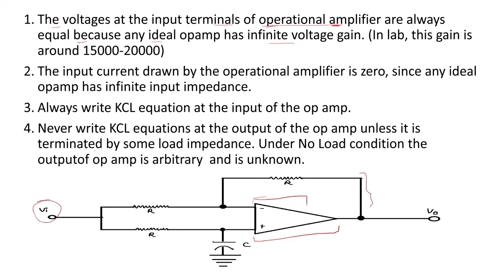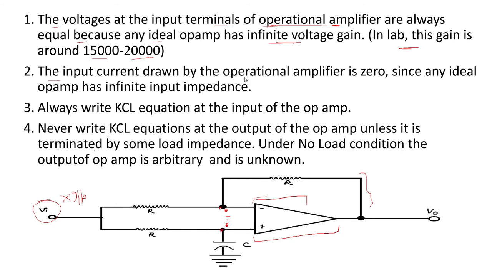This is not its input voltage, guys. Input voltage is this one. And for an ideal op amp, these two are equal because an ideal op amp has infinite voltage gain, and in the lab this gain is around 15,000 to 20,000. You don't have to remember this. Just remember that these two voltages are the same.